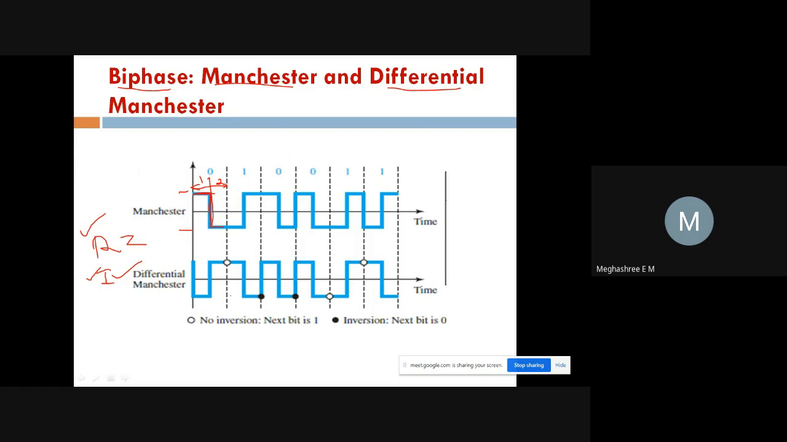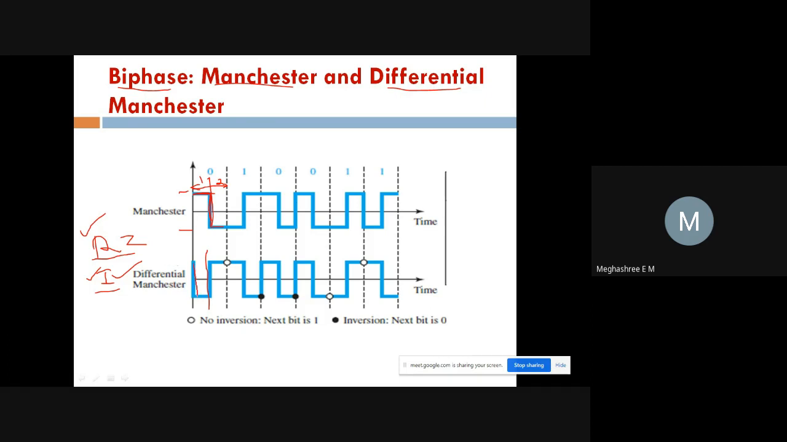So in differential Manchester, there is always a transition at the middle of the bit, as per the return to 0. This is the middle of one bit, isn't it? But bit values are determined at the beginning of the bit. See here, it's the same with invert as we discussed in NRZI. So as per return to 0, it returns to 0 at the middle of the bit. And with respect to I, if the next bit is 1, then there is no inversion.